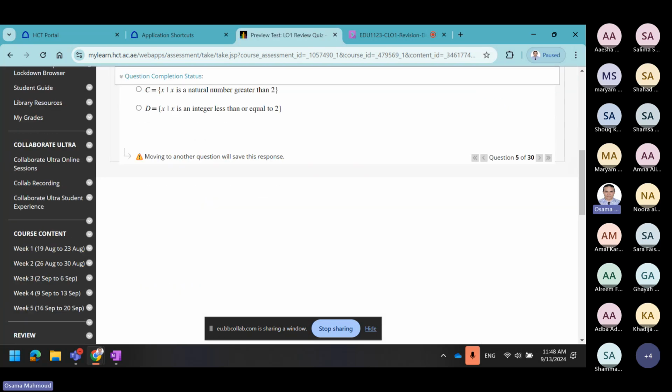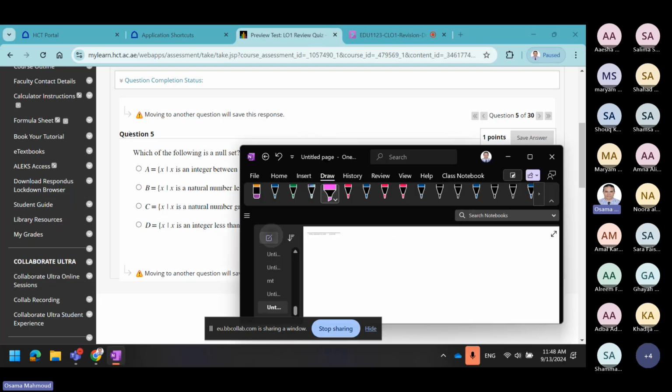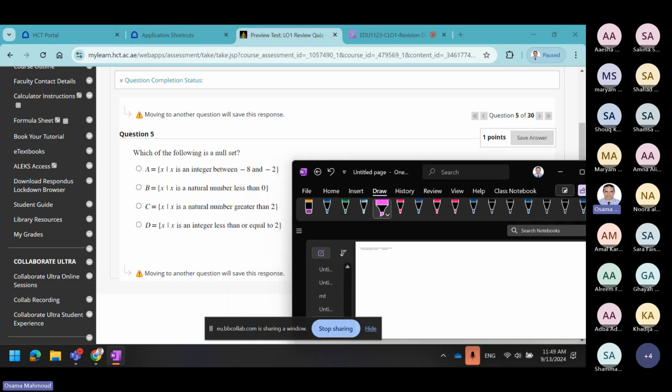For the next one, what is the right answer here? Which of the following is null set? Null set, it means has nothing. X is an integer between -8 and -2. No, we have numbers here. We have something here. It's not null. X is natural number less than 0. Do we have any natural number less than 0? No, because natural numbers start with 1, 2, 3, 4. So this is nothing inside B, right? So this is the correct answer.